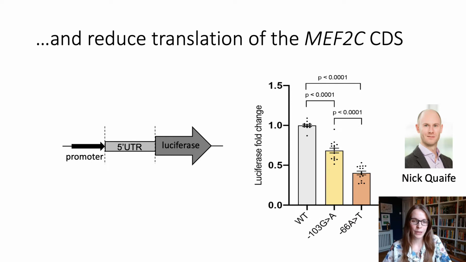Another really talented PhD student, Nicola, did some functional validation of these variants by cloning the mutant and wild-type 5' UTR upstream of the luciferase reporter gene, and showed that these patient variants knock down translation of this luciferase gene.